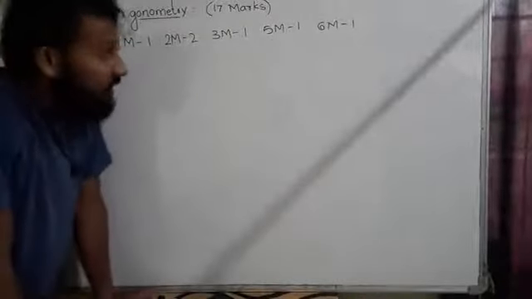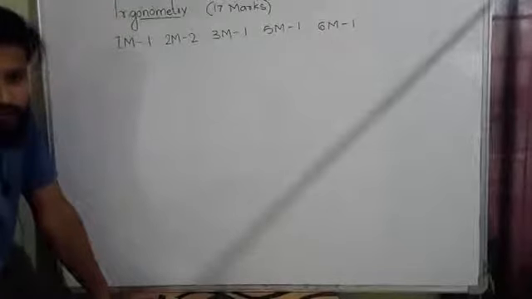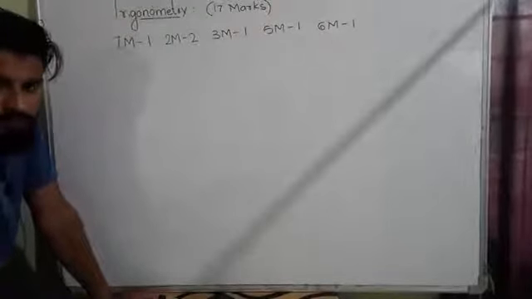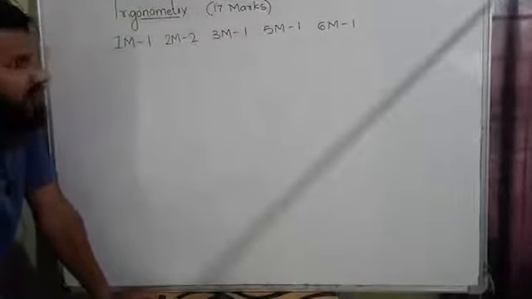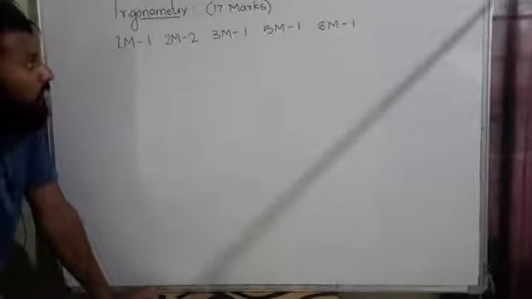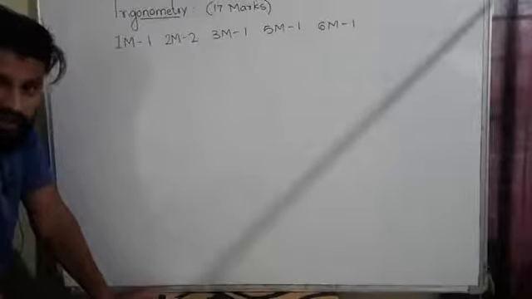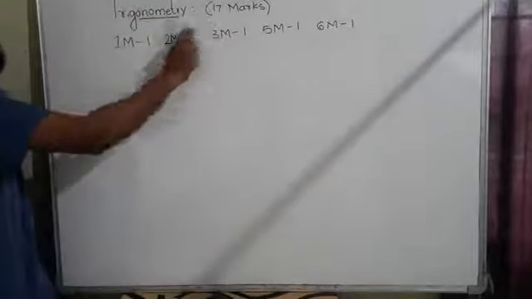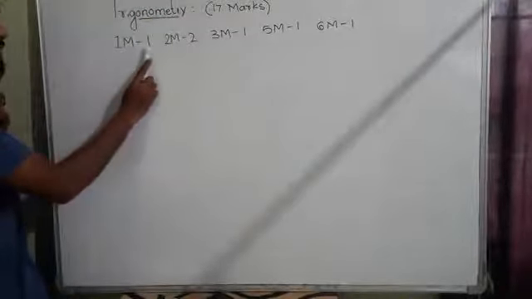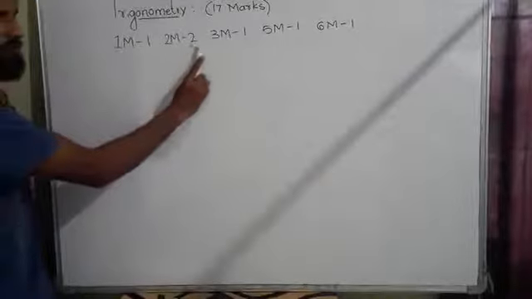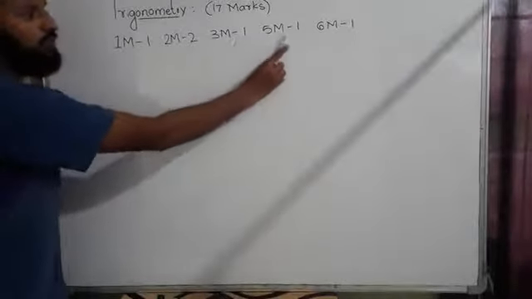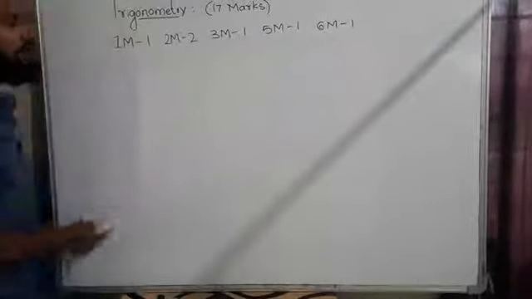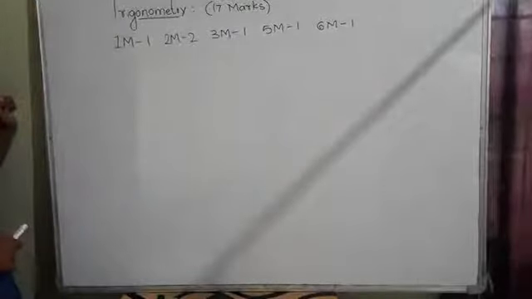As you can see on the board, it is a very important chapter of first PU mathematics, that is trigonometry. As you can see, dear friends, this chapter has a weightage of a total of 17 marks. In that, 1 mark 1 question, 2 mark 2 questions, 3 mark 1 question, 5 mark 1 question and 6 mark 1 question will come for the exam.